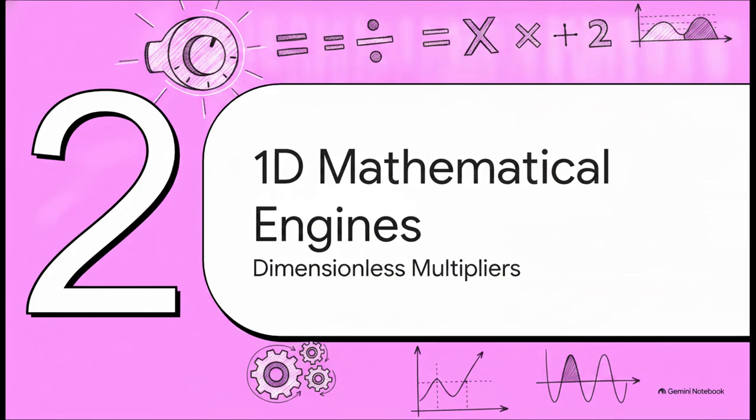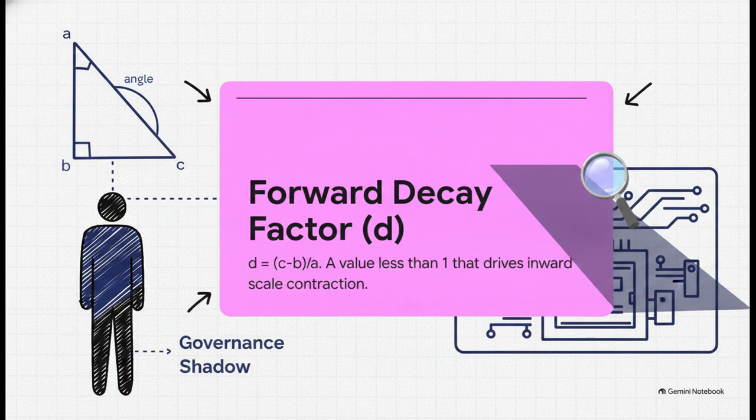Moving on to Section 2, 1D mathematical engines. Let's isolate that volume knob for a second and look at the pure math ratios that tell our system how to scale. The paper introduces a core 1D scaling ratio called the forward decay factor, or lowercase d. You calculate this using some basic right triangle trig, c minus b over a, which happens to equal the tangent of the half angle. This spits out a value less than 1, meaning it drives inward scale contraction.